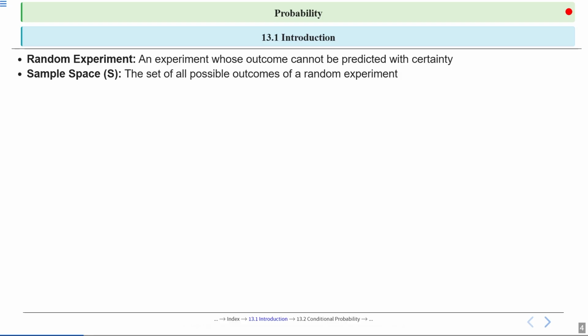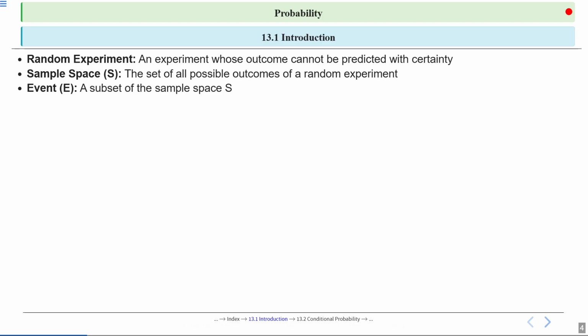Then we talk about the sample space, which we usually call S. The sample space is simply the set of all possible outcomes for a random experiment. For example, if we toss a coin, the sample space is heads and tails. If you roll a six-sided die, the sample space is the numbers 1 to 6. It's important to clearly define the sample space before we start calculating probabilities.